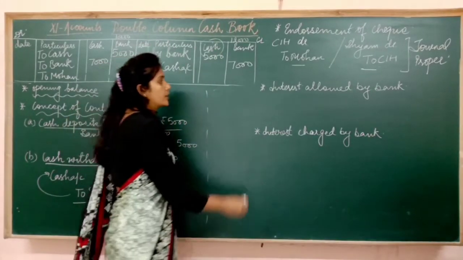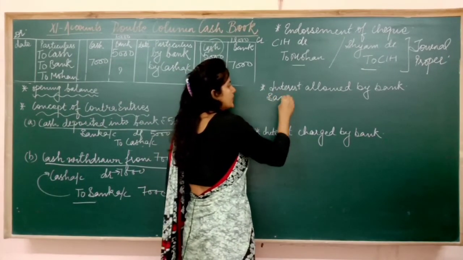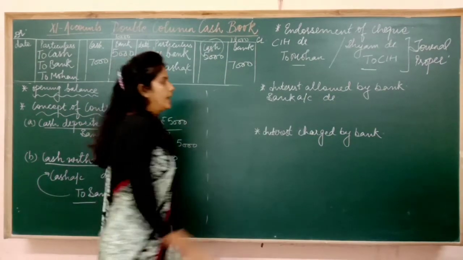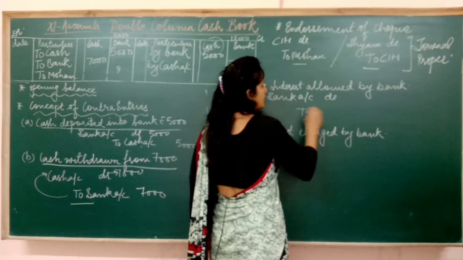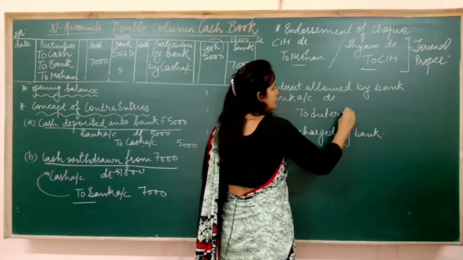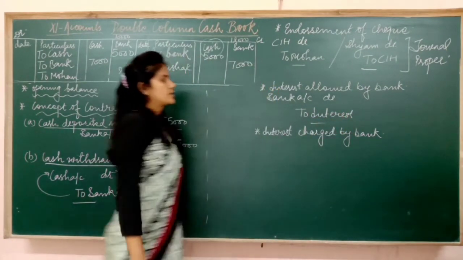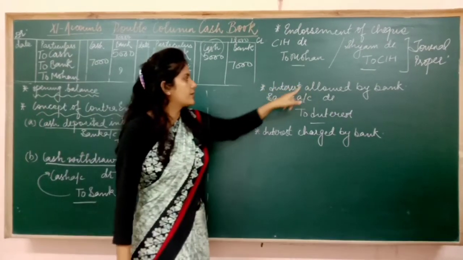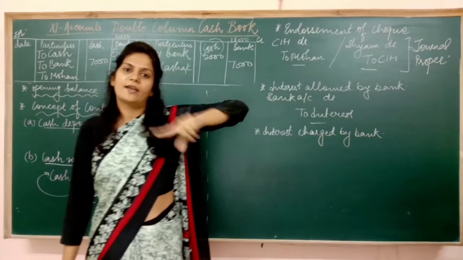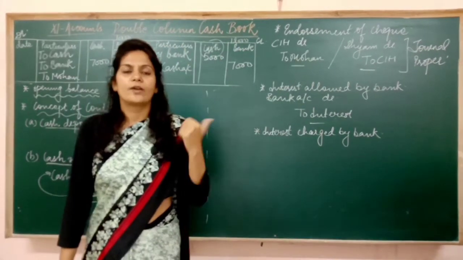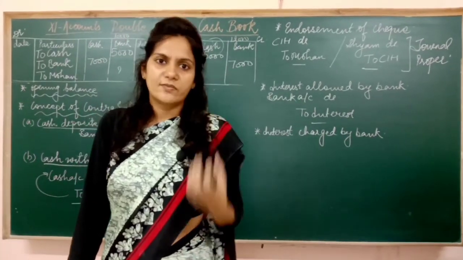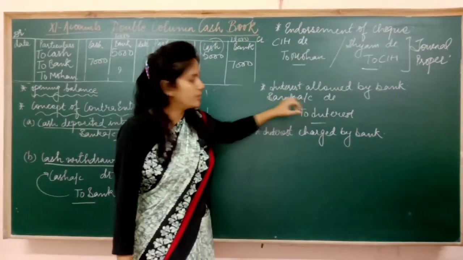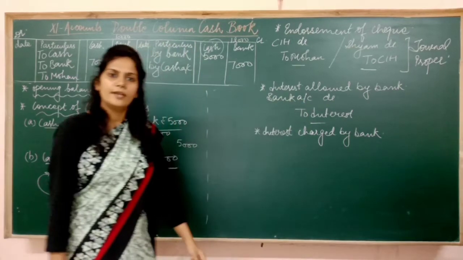It means your bank account will become the receiver. So you are going to debit the bank account. And why are you debiting the bank account? Because bank has given you the interest. I hope this point is clear. Interest allowed by bank means bank has given interest to you. So where will that interest go? That interest will be deposited in your bank account. So your bank will become the receiver. So entry becomes bank to interest.